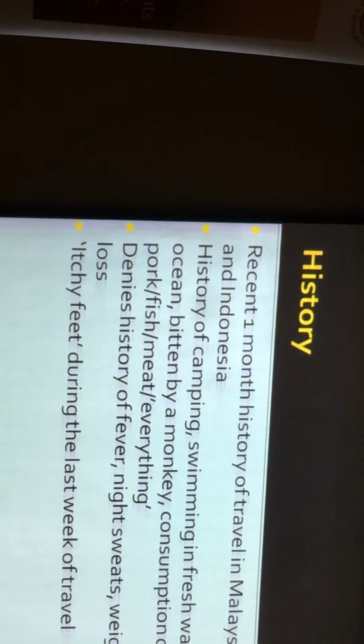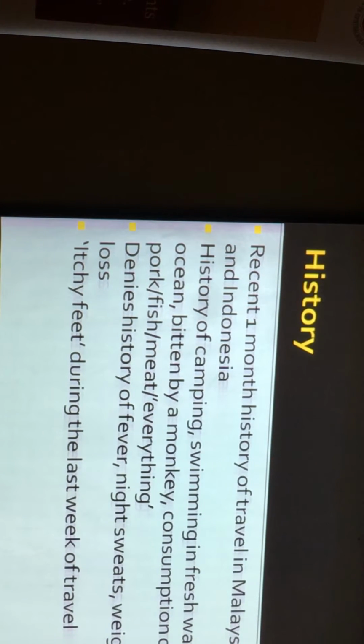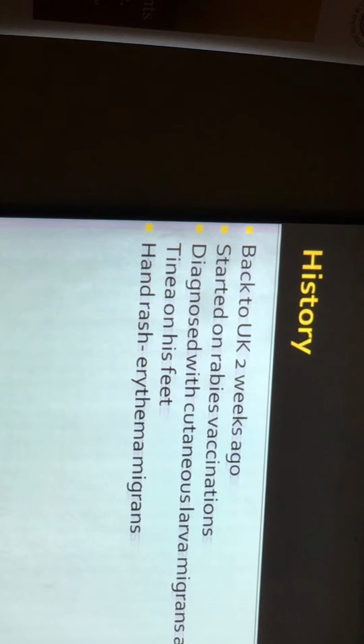So, want to take a pause here. Why is this history important? Okay, back to the UK two weeks ago, started on rabies vaccination, diagnosed with cutaneous larva migrans and tinea on his feet. Hand rash, erythema migrans.